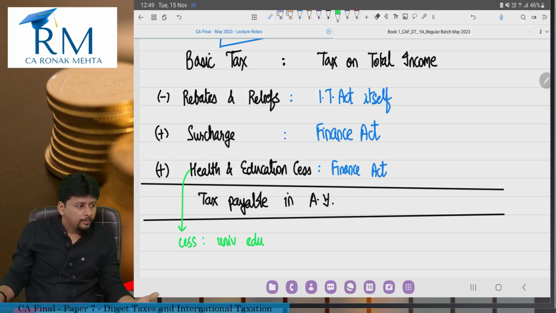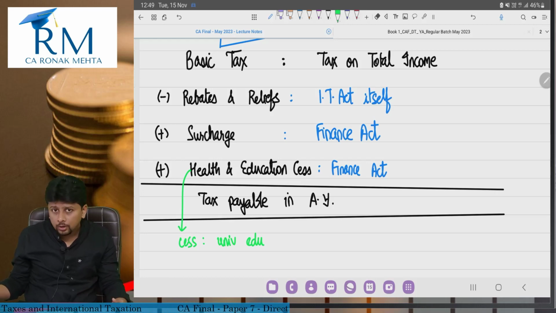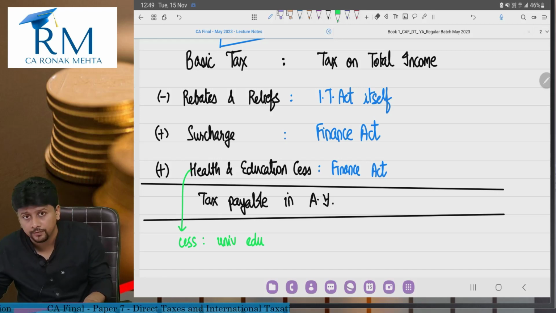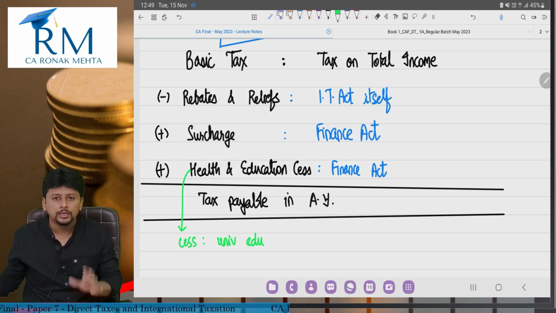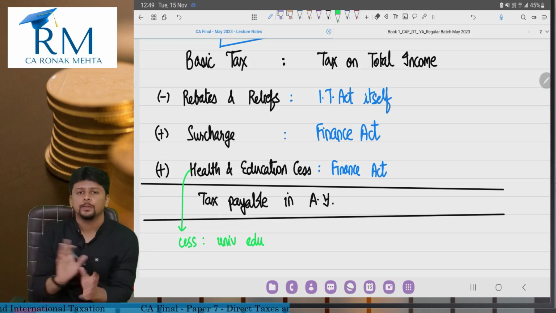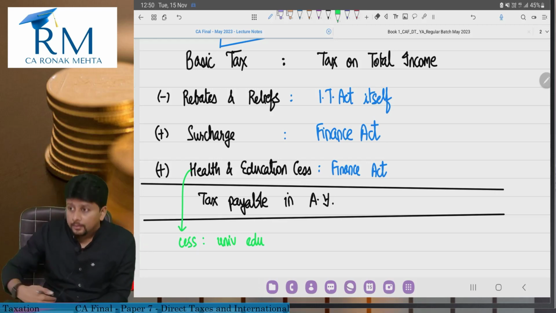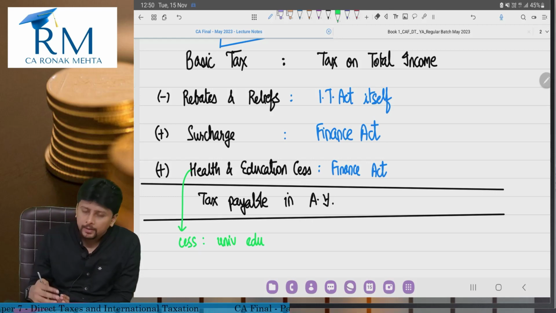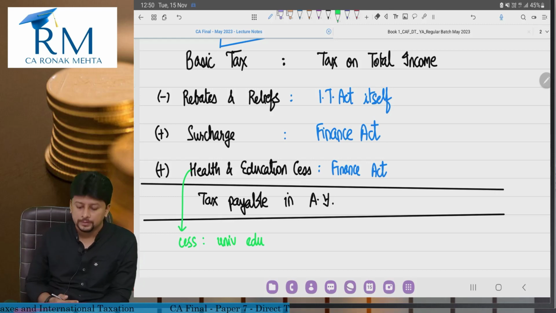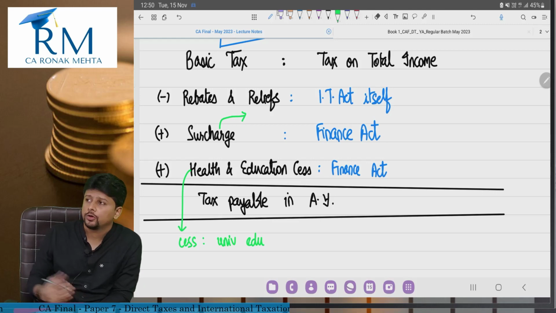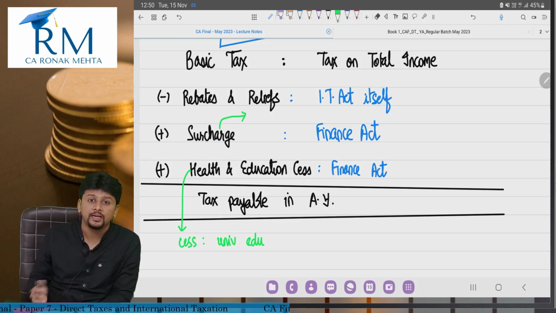So practically nobody bothers whether the money is spent in education schemes or not. Yes, there are auditors, the Comptroller and Auditor General of India would be auditing all of that, but the common man is basically concerned that this is also part of my income tax, I have to pay this. Technically, as a chartered accountant, you should be aware that this amount is collected for this purpose. Like surcharge, why is this surcharge collected? If you are already collecting basic tax, why are you collecting surcharge also?